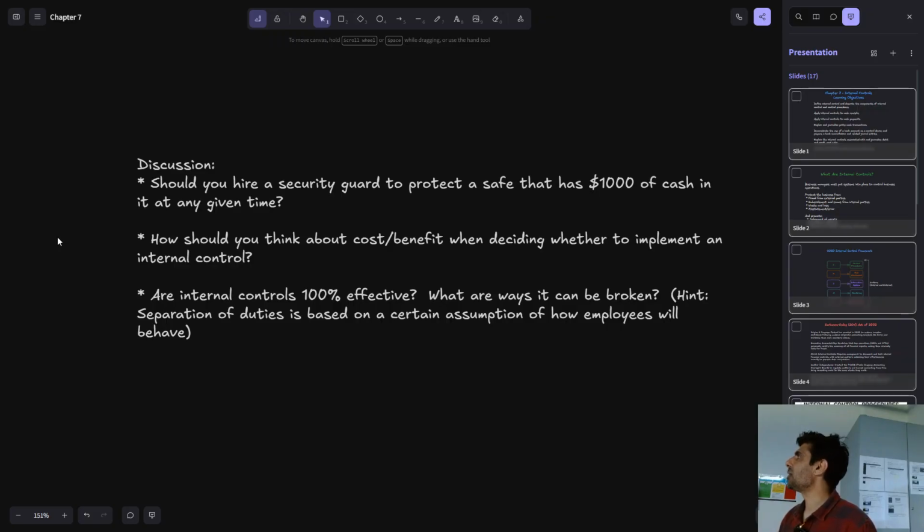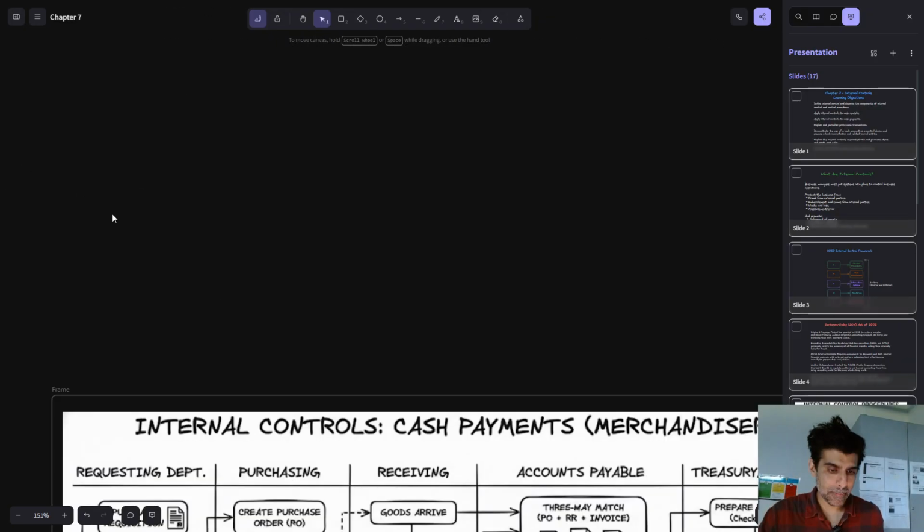Exactly. You could argue all internal controls can be beat, especially through collusion. If you have multiple people in a company colluding together, then you can probably beat most control systems. So yes, they're never going to be 100% effective. There's always risk. But you want to minimize that and make it hard for people to collude.